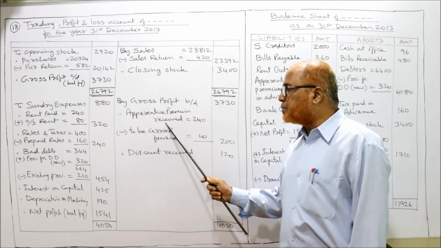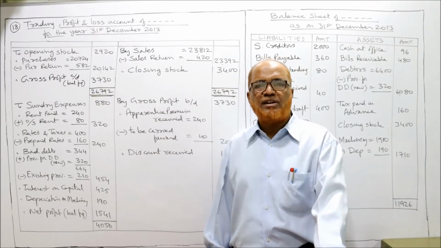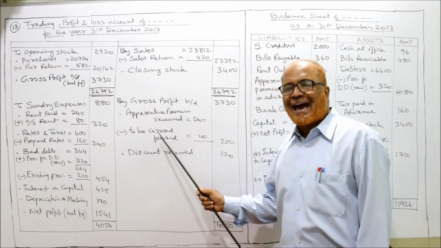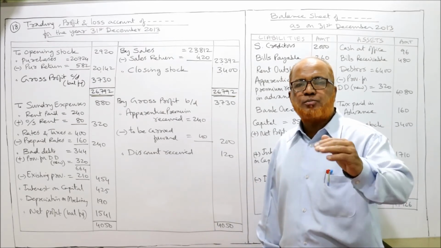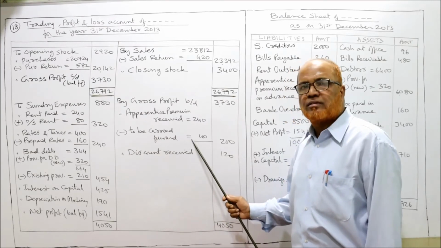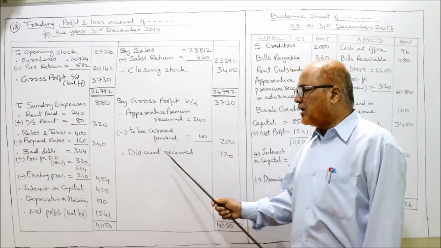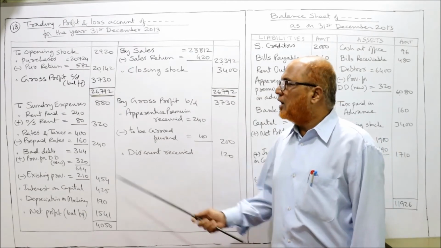By apprentice premium received 240. From this to be carried forward, it is given 40 rupees apprentice premium to be carried forward to the next year. So subtract 40 rupees. Net amount 200 rupees. Discount received 120. So credit side completed. Now debit side.